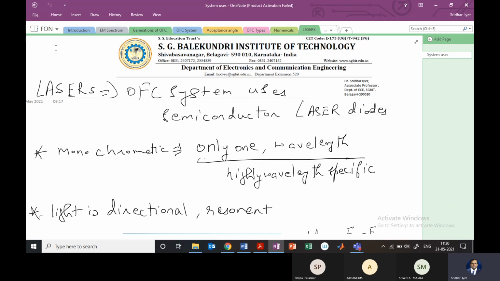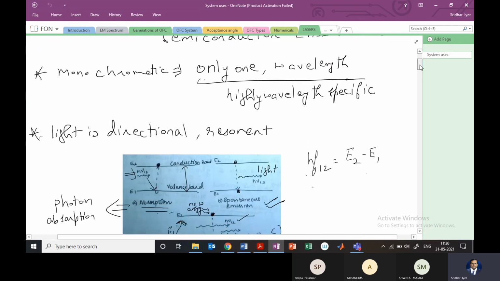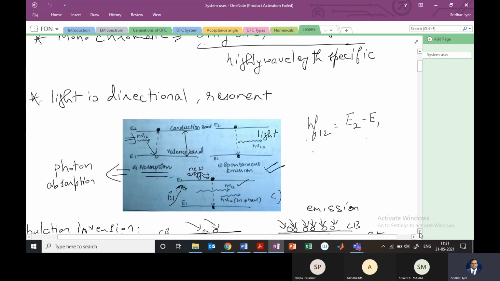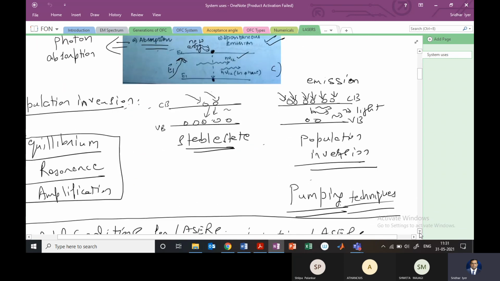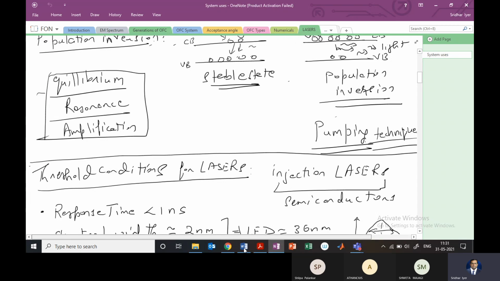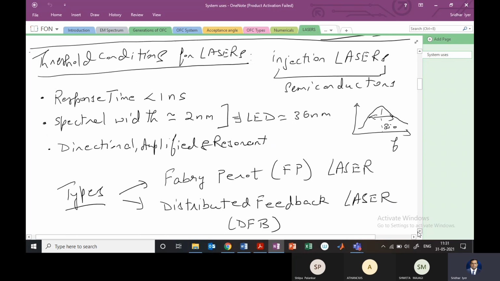So we have already discussed sources, both LEDs as well as lasers. In the last two lectures, we discussed lasers, how they operate, with absorption, spontaneous emission and stimulated emission. And then we discussed the concept of population inversion, which is very important. The threshold conditions or the resonant conditions for the laser that we have discussed.